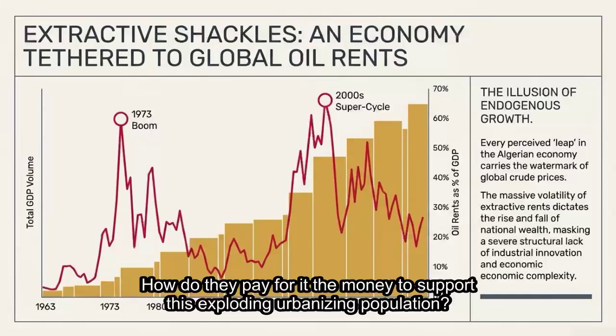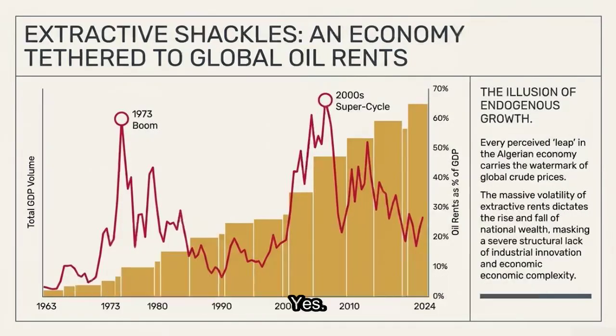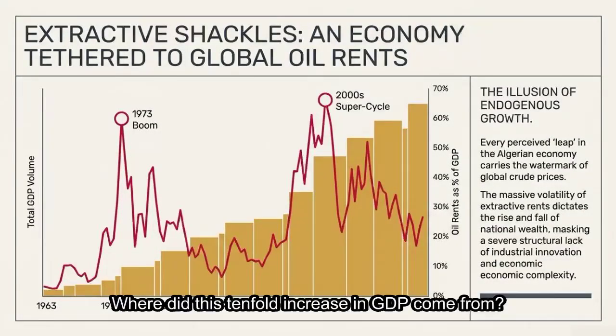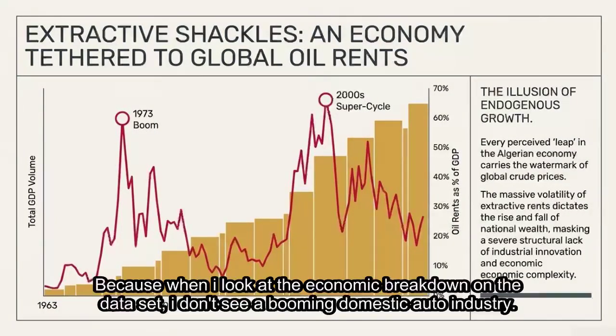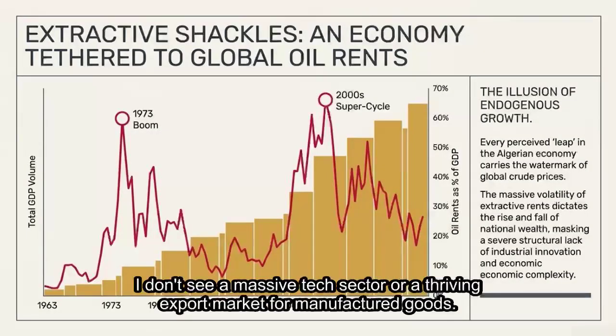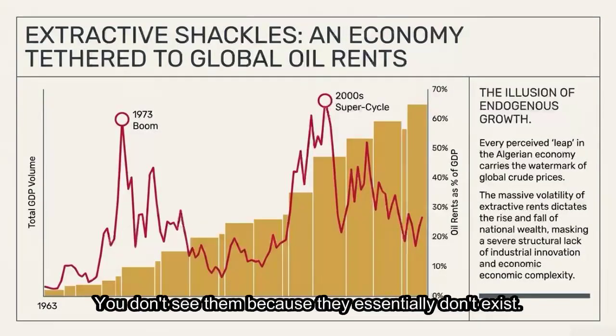They have to have the money. Yeah. To support this exploding urbanizing population, the state needed immense wealth. They needed hard currency to buy the concrete, lay the pipes, and pay the teachers. Where did this tenfold increase in GDP come from? Because when I look at the economic breakdown in the data set, I don't see a booming domestic auto industry. I don't see a massive tech sector or a thriving export market for manufactured goods. You don't see them because they essentially don't exist.